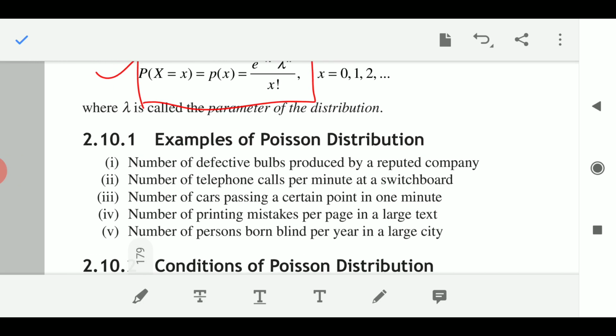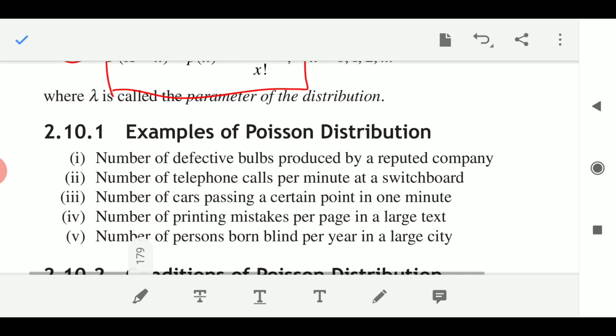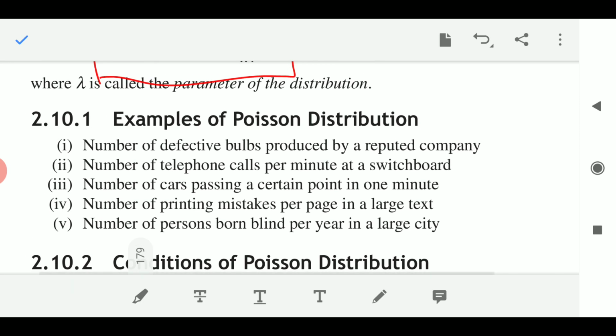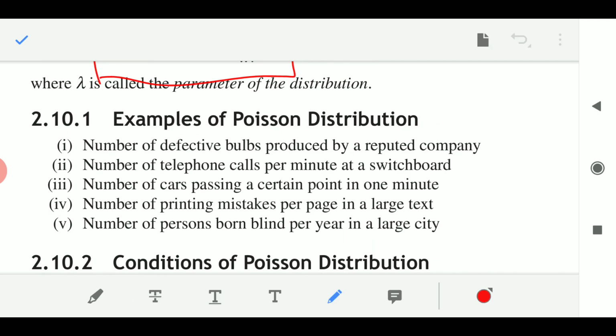What are the examples of Poisson distribution then? Let us see the first example: the number of defective bulbs produced by a reputed company. If some company is producing bulbs, how many defective bulbs will they be producing? A good, reputed company. Obviously the number of defective bulbs as compared to the total number of bulbs they are producing is going to be very less. That means the probability of success here, the bulb being defective being a success for the probability finder, for a mathematician like us.